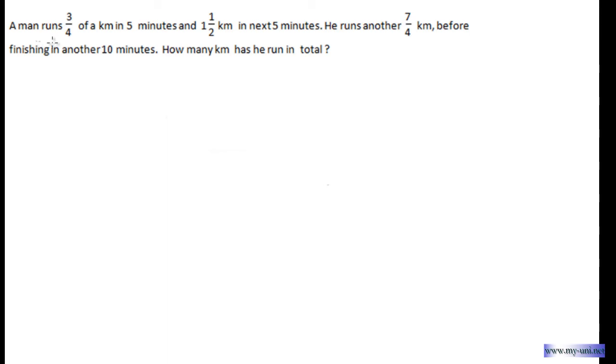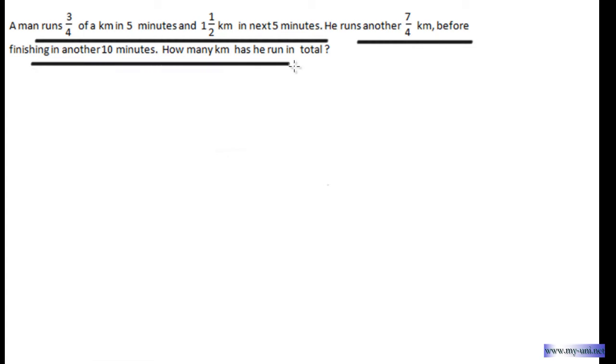A man runs 3/4 of a kilometer in 5 minutes and 1.5 kilometers in the next 5 minutes. He runs another 7/4 before finishing in another 10 minutes. How many Ks has he run in total?